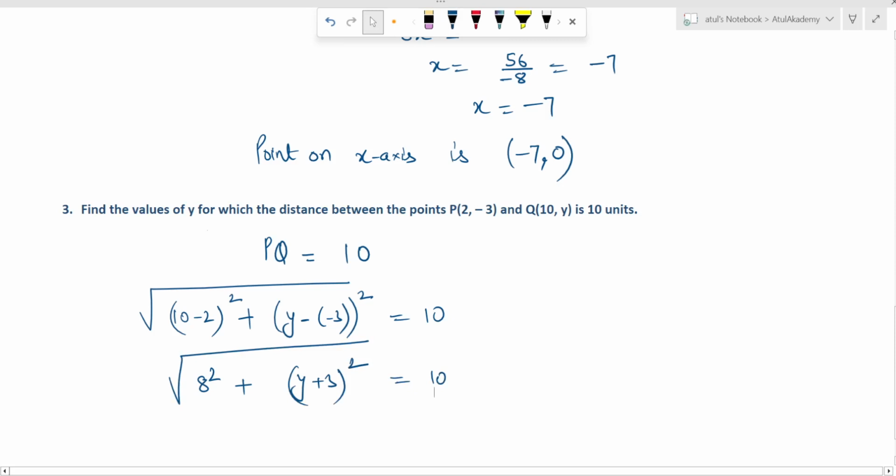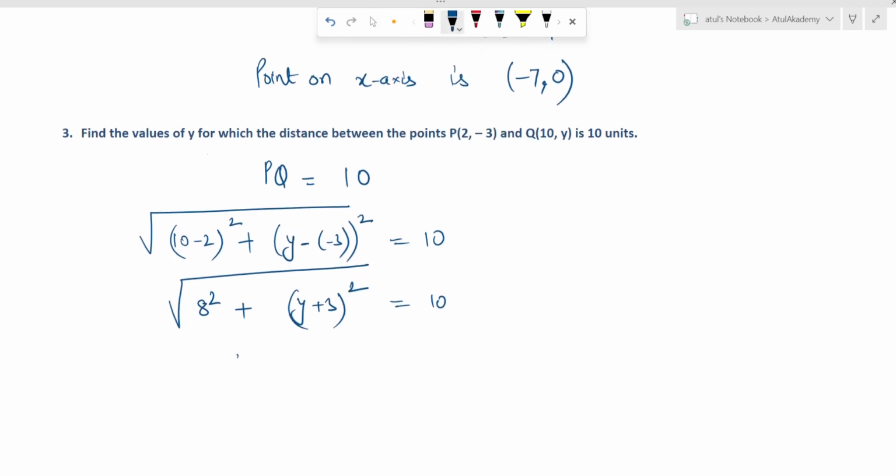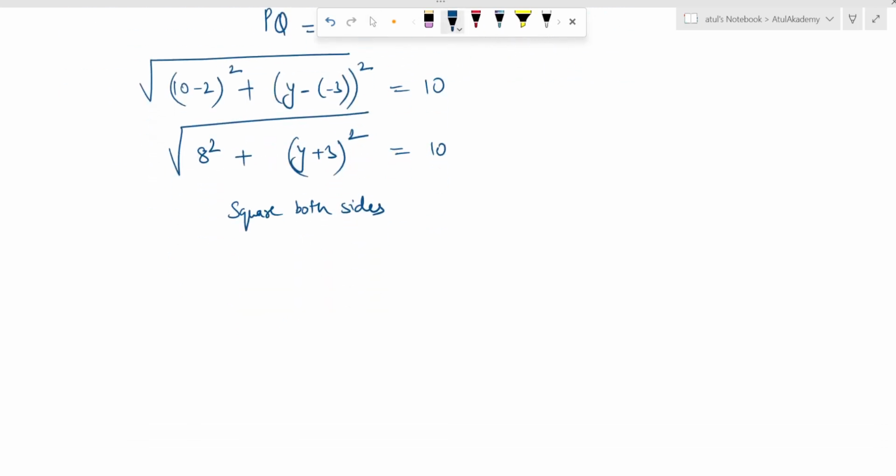I have to remove the square root. To remove the square root, we square both sides. So this will be 64 plus (y plus 3) whole square, using the identity (a plus b) whole square. So y square plus 3 square is 9, plus 2 into a into b, that will be 2 into y into 3, that is 6y, is equal to 10 square, because I squared both the sides. When we square this side, the square root will be removed. And when you square this side, it's 10 square.